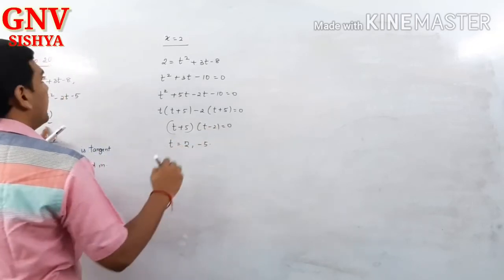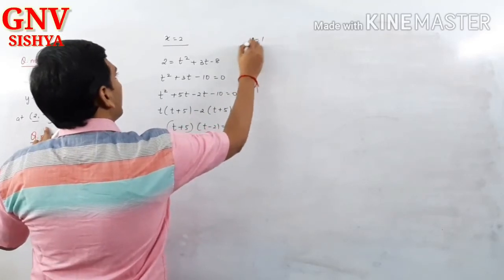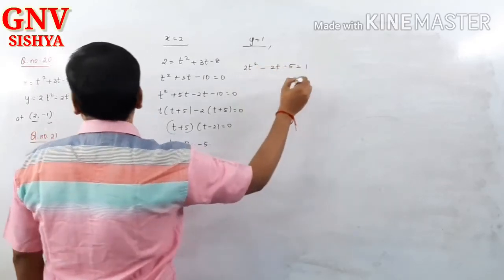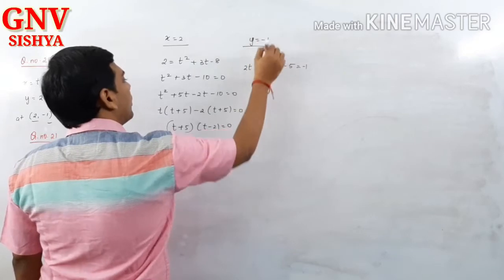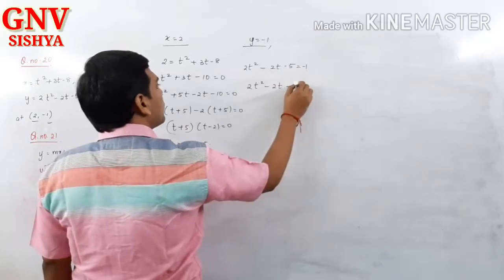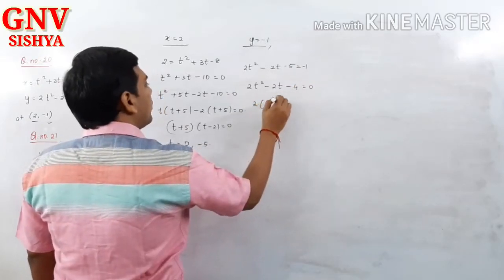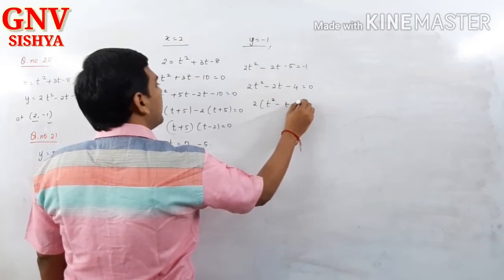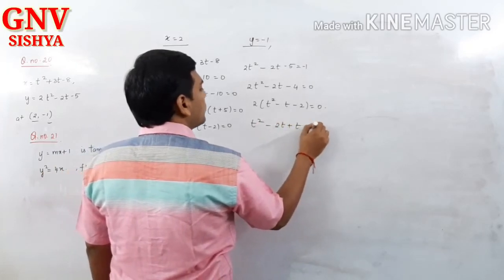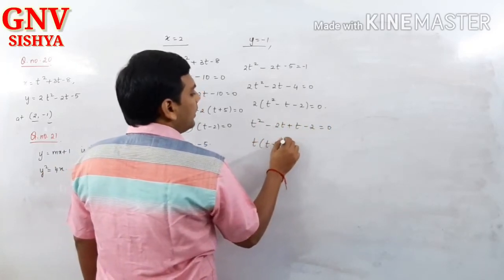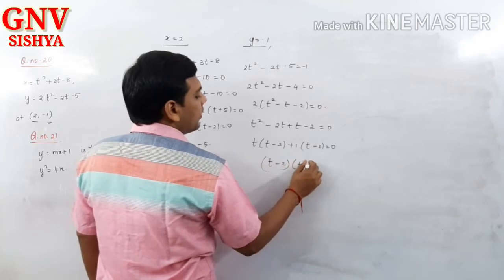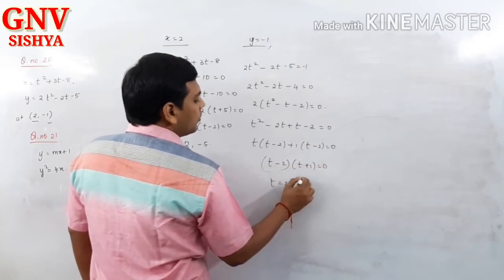Correct? And similarly the y value is minus 1. If I substitute, 2t square minus 2t minus 5 is equal to minus 1. So 2t square minus 2t minus 5 plus 1, so minus 4 equal to 0. If I take 2 common out, it will become t square minus t minus 2 is equal to 0. So t square minus 2t plus t minus 2 equal to 0. Take t common out, t minus 2 plus 1, t minus 2 equal to 0. So t minus 2 into t plus 1 equal to 0. So t is equal to 2 and minus 1.